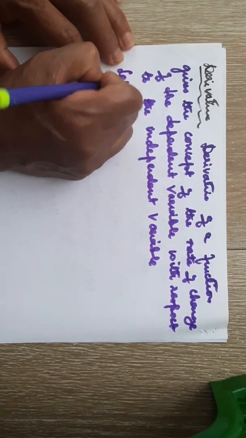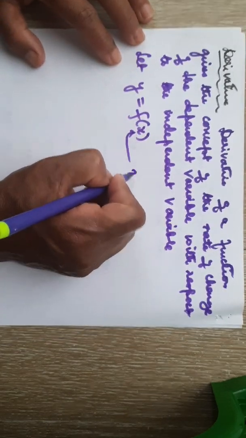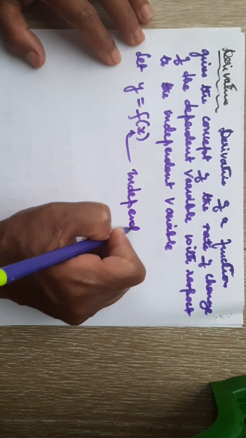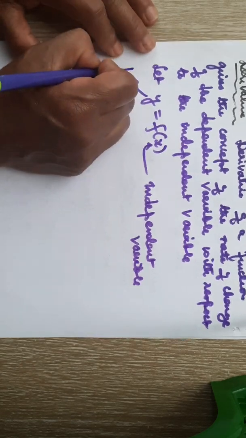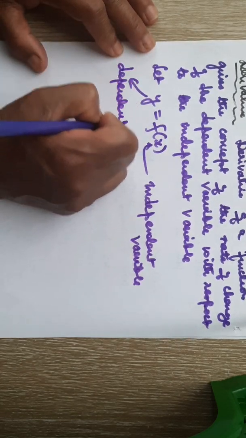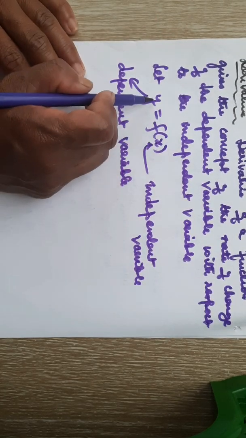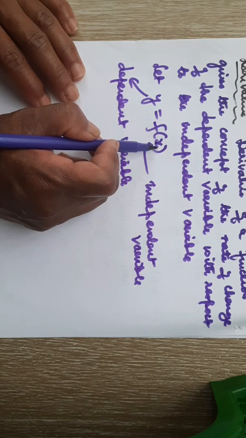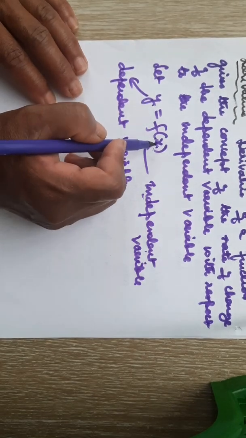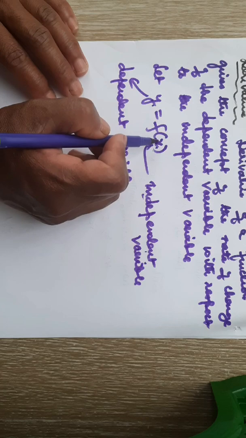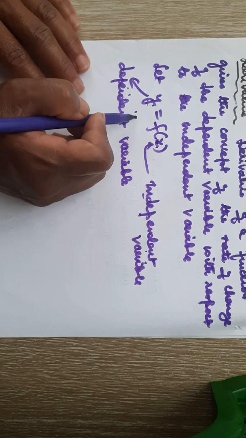So if I take y is equal to f(x), then this x here is called the independent variable, and y is called the dependent variable. Now if there is a change in x, then y also will change. This one does not depend on anything, that's why it is called the independent variable. But y is a function of x, so it will depend on the value of x. So in this case we call it the dependent variable.